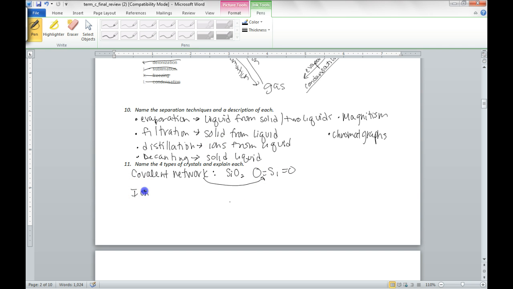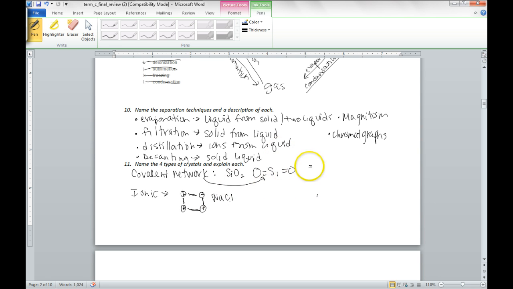Then we have ionic. Ionic forms crystals between positives and negatives. So if we have a positive, and then a negative, and then a positive. Oh, this should be negative. And we have a positive here. This attraction between the positives and negatives on each one is going to form the ionic crystal. An example would be table salt.